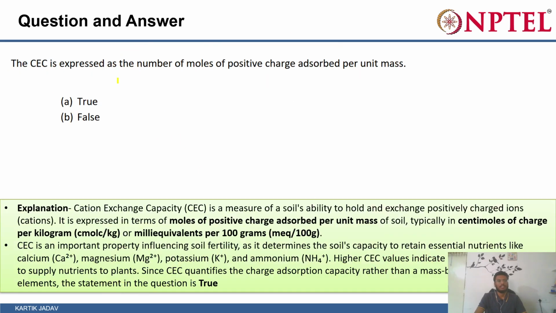Cation exchange capacity is expressed as the number of moles of positive charge adsorbed per unit mass. So yeah, this is correct, right? Because it is expressed as moles of positive charge adsorbed per unit mass of soil, and is typically expressed in centimoles of charge per kilogram of soil or milliequivalents per 100 grams of soil.